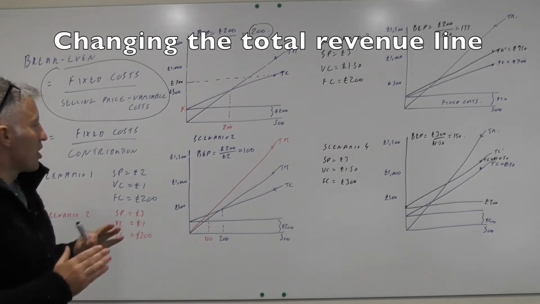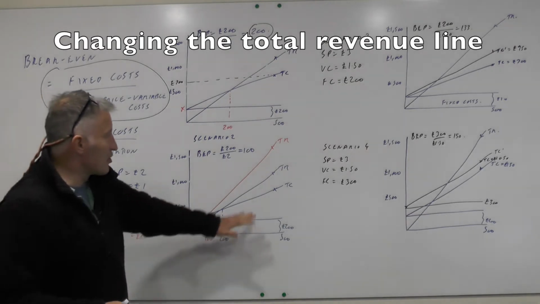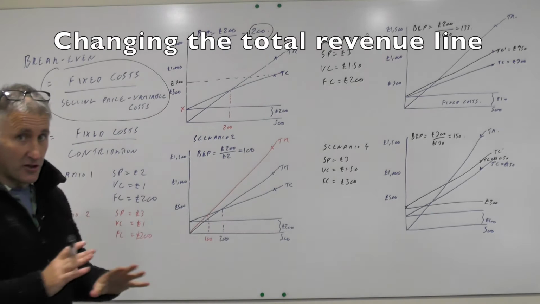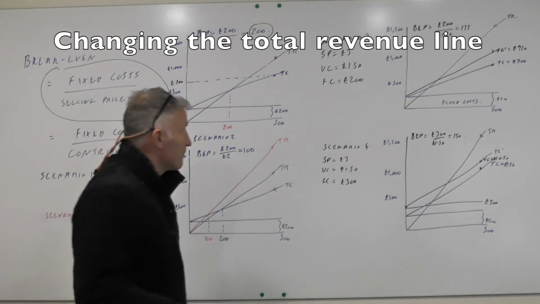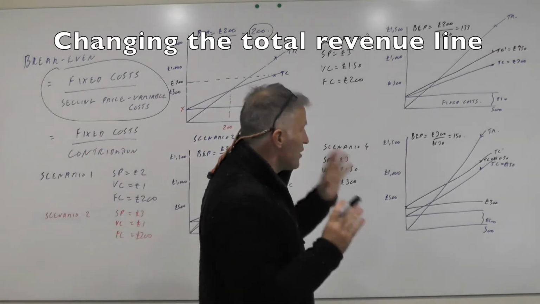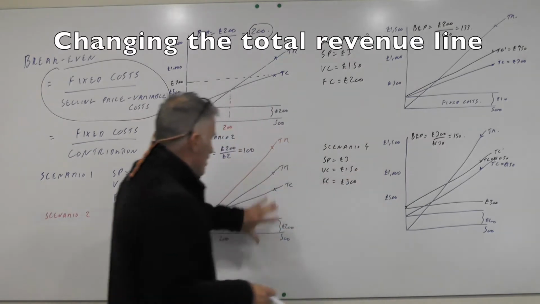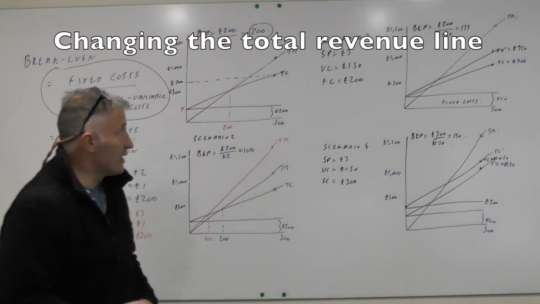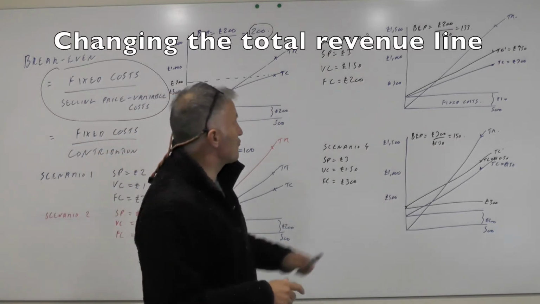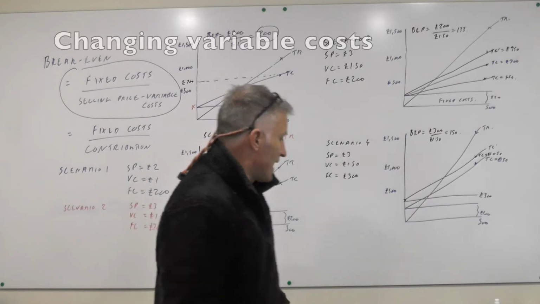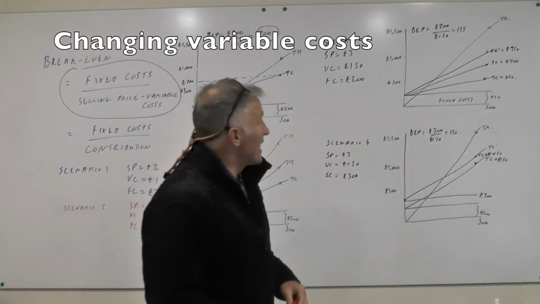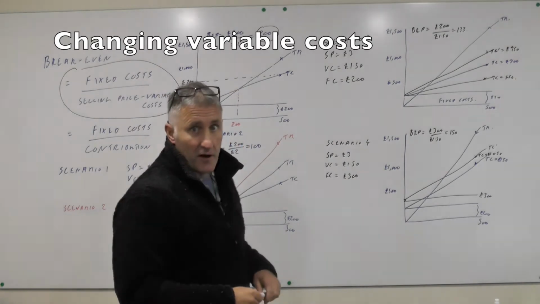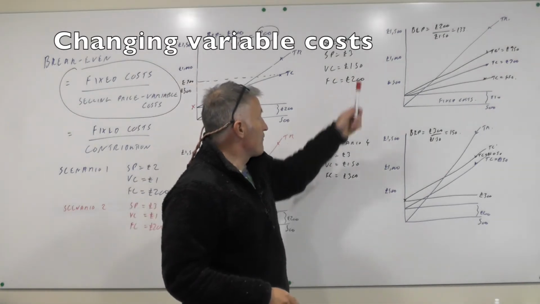Okay, so if you change your selling price, the total revenue line will also change, and the other lines will stay exactly the same. On scenario 3, what I've done is I've drawn the previous diagram here with the new total revenue line in. I said, well, what happens if we increase our variable costs? In this one we're going to change the variable costs from £1 to £1.50.